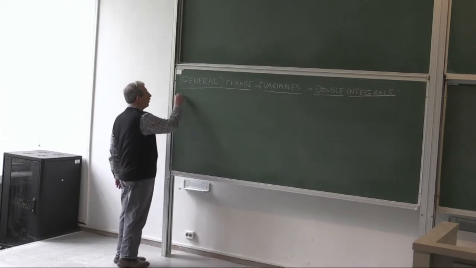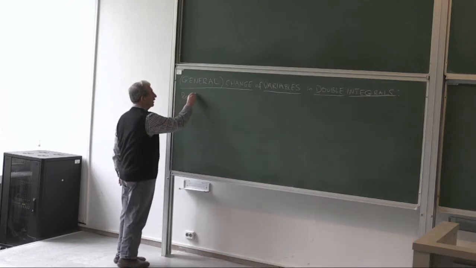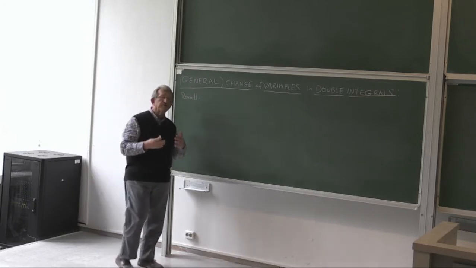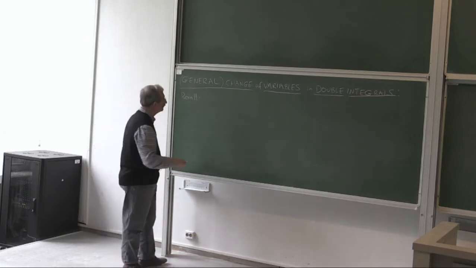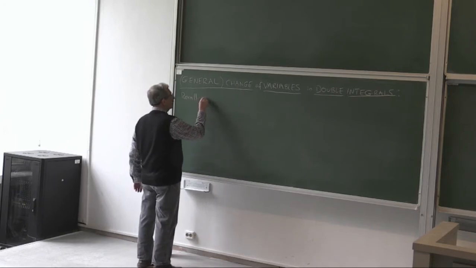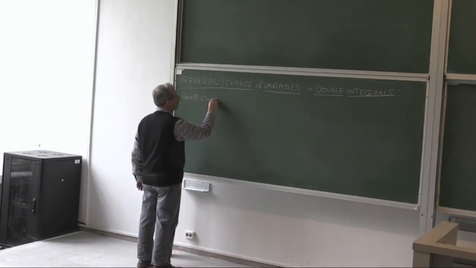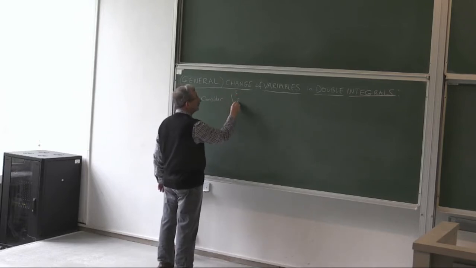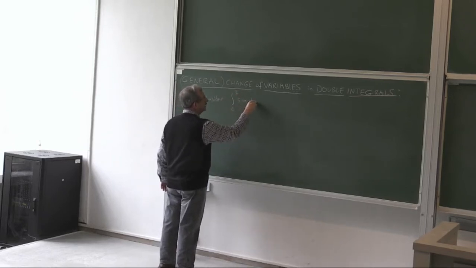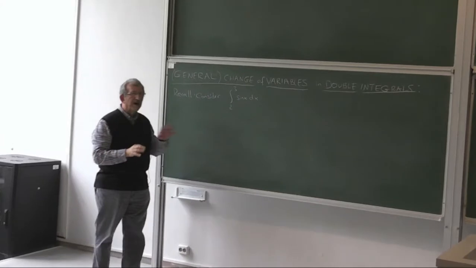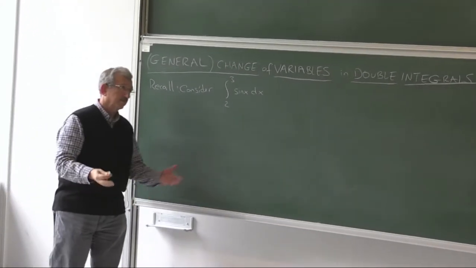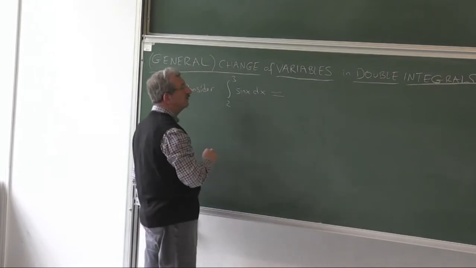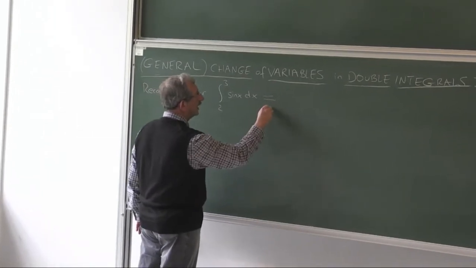Now, let us recall how we change variables in a definite integral in the first place. Let us consider, say, the integral from 2 to 3 of something like sine x dx. I'm not going to evaluate this. One can, of course, but I will make a change of variable. I will let x be u squared.